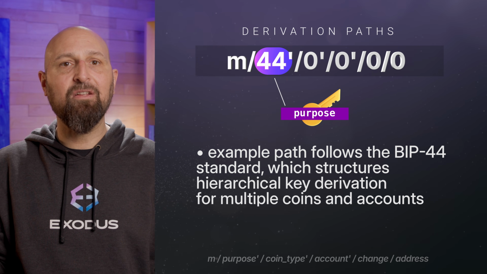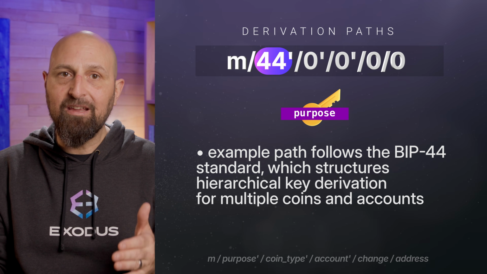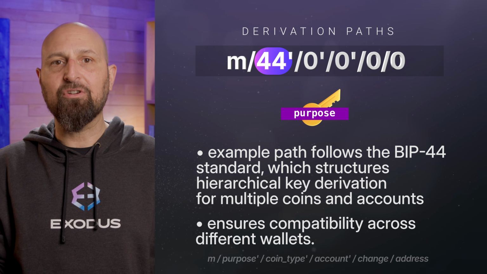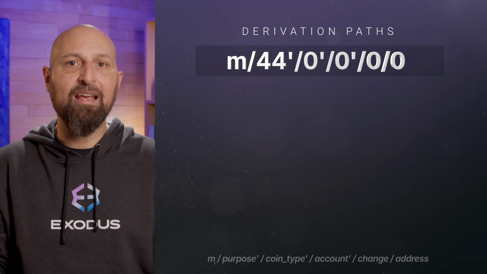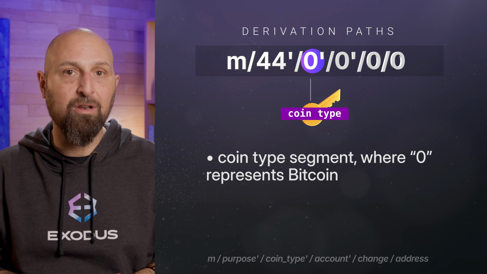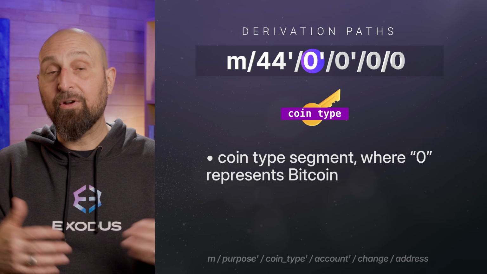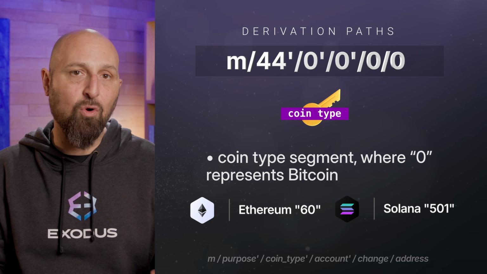This means the path follows the BIP 44 standard, which structures hierarchical key derivation for multiple coins and accounts, helping to ensure compatibility across different wallets. The next segment is the coin type, where 0 represents Bitcoin. Different numbers in this segment would represent other cryptocurrencies. For example, Ethereum is represented by 60 and Solana by 501.